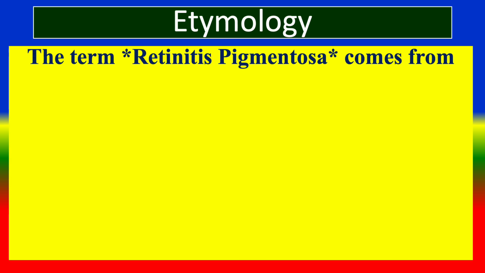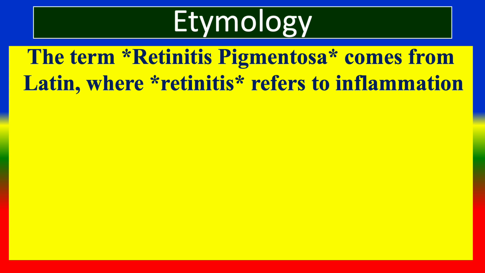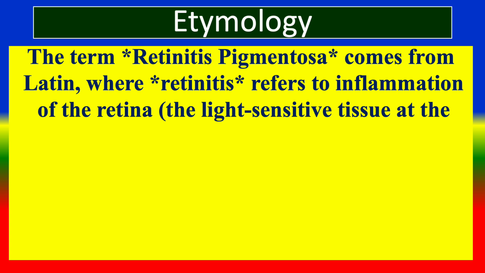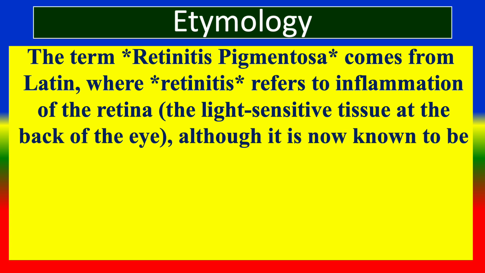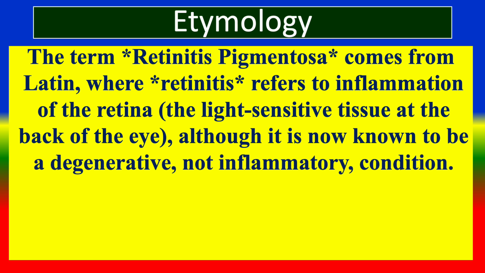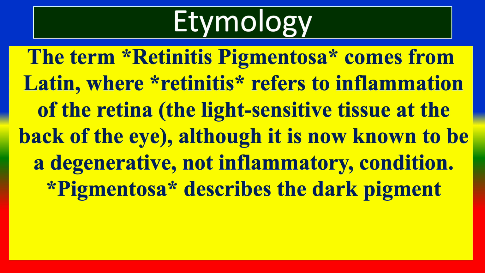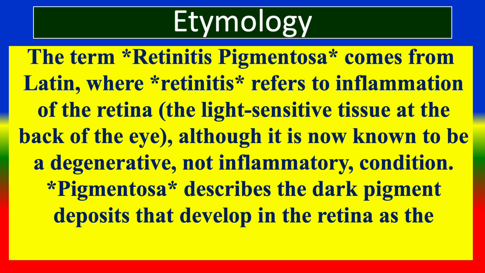Etymology. The term retinitis pigmentosa comes from Latin, where retinitis refers to inflammation of the retina, the light sensitive tissue at the back of the eye. Although it is now known to be a degenerative, not inflammatory condition, pigmentosa describes the dark pigment deposits that develop in the retina as the disease progresses.